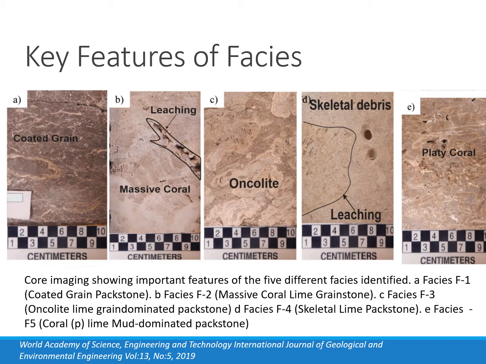If we look at the core, we see some of the important features of the 5 different facies identified. In A, we see the coated grain packstones. In B, we see the massive coral lime grainstones. In C, we see the oncolite lime grain dominated packstone. And in D, we see the skeletal lime packstone with some leaching. And in E, we see the platy corals of the lime mud dominated packstone.